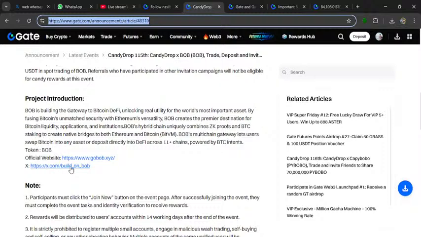This is the project introduction. Bob is built as the gateway to Bitcoin DeFi, unlocking real utility for the world's most important asset by fusing Bitcoin's unmatched security with Ethereum's programmability. Bob creates the premier destination for Bitcoin liquidity, applications and institutions. Bob's hybrid chain combines ZK proofs and BTC staking to create a native bridge to both Ethereum and Bitcoin. And Bob's multi-chain gateway lets users swap Bitcoin into any asset or deposit directly into DeFi across 11 chains, powered by BTC intent.